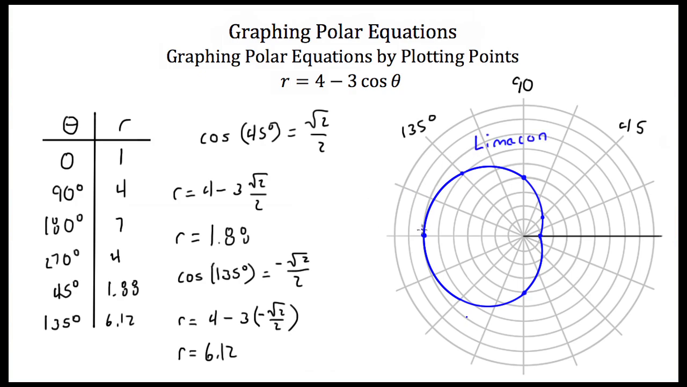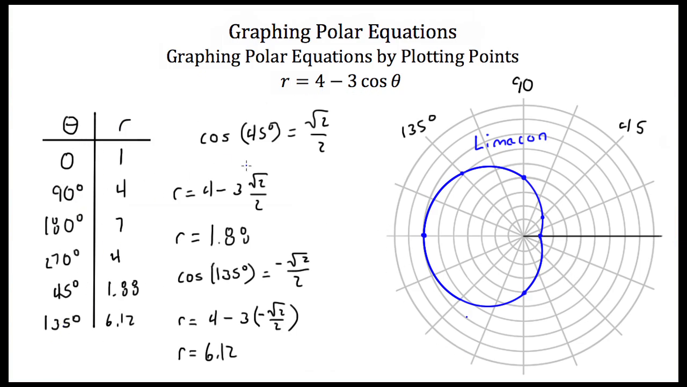So by plotting several points, we were able to see what this looks like. And if you couldn't pick it up by the time I had picked 135 degrees for theta, you could just select several more points until this shape came out. So that's how you graph polar equations, by just selecting theta values, plugging them in, finding r values, and then plotting the points.